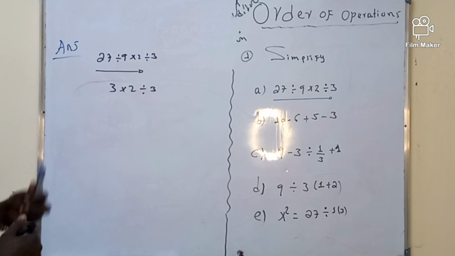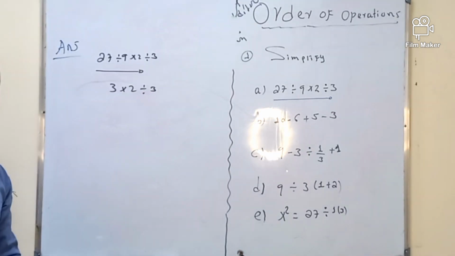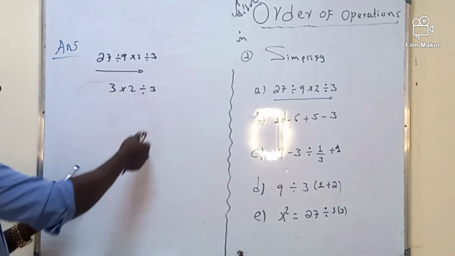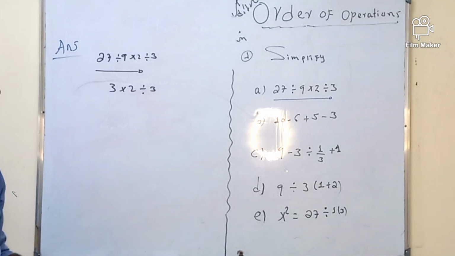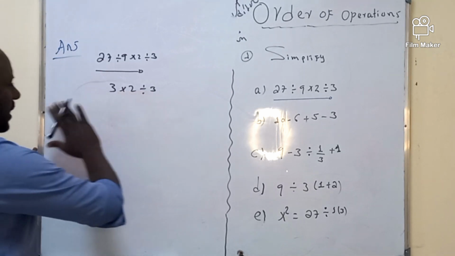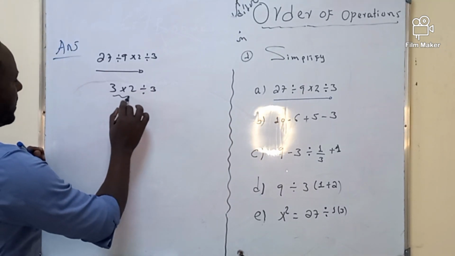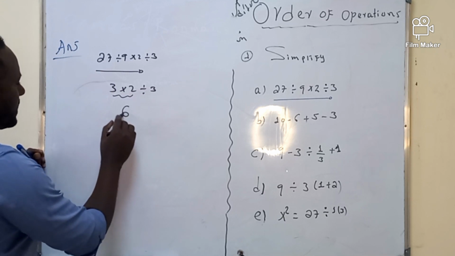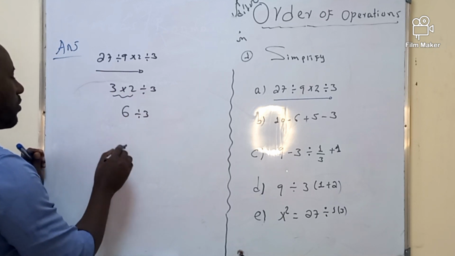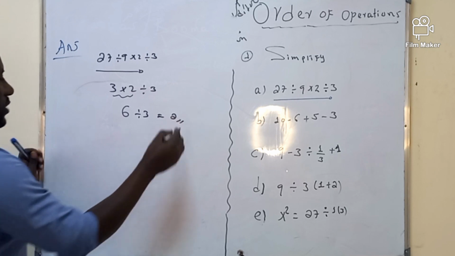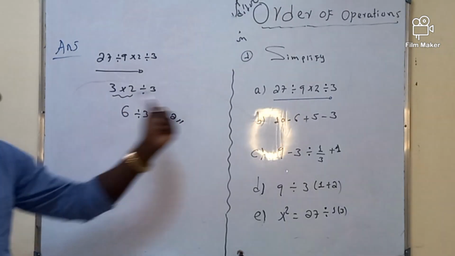Now look, there is a case when the problem is given this way, where multiplication comes first and division follows. If the problem is given without any parentheses, you do the multiplication first. This times this will be what? 6. Then 6 divided by 3 is exactly 2. This is the way to solve this problem.